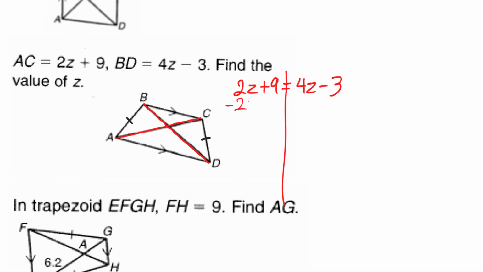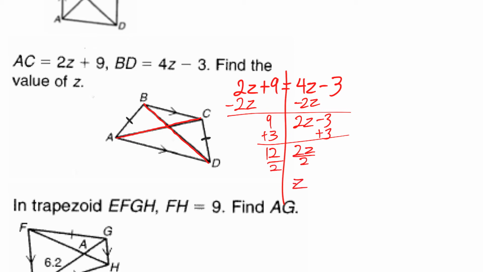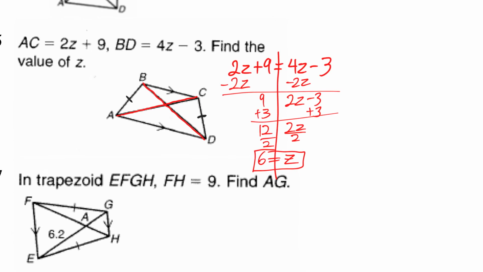I'm just going to fly through this. Subtract 2Z: 9 equals 2Z minus 3. Add 3: 12 equals 2Z. Divide by 2, and so Z equals 6.